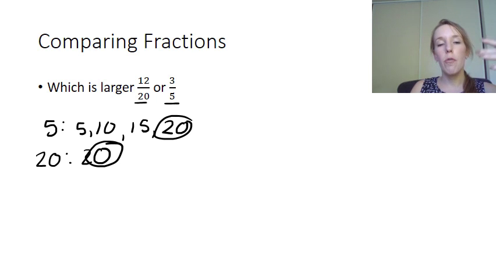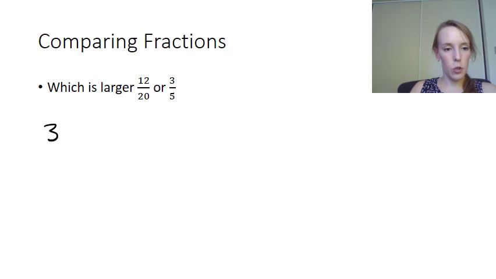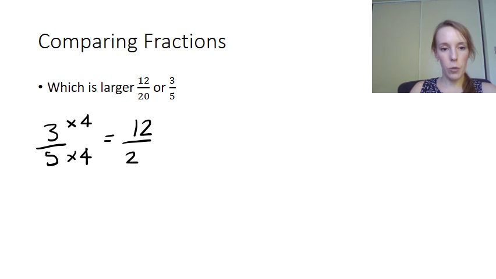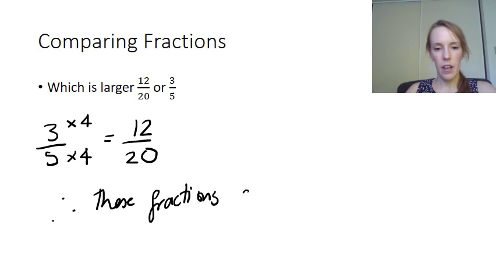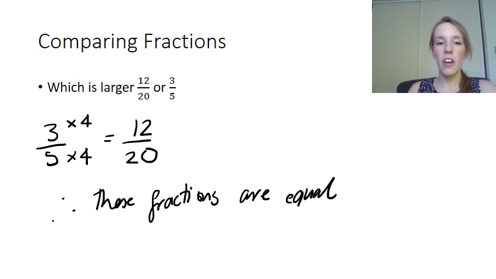So then we're going to convert our 3/5 to 20ths so that we can compare things. So to do that, we have to multiply both our numerator and our denominator by 4, which will give us 12 over 20, and then we can compare. So is 12 over 20 or 12 over 20 bigger? So we know that therefore these fractions are equal. So you've just converted to the same denominator, and then we can compare our fractions.